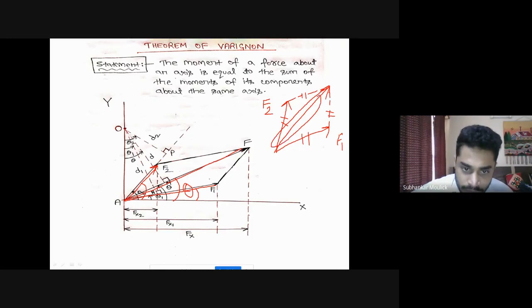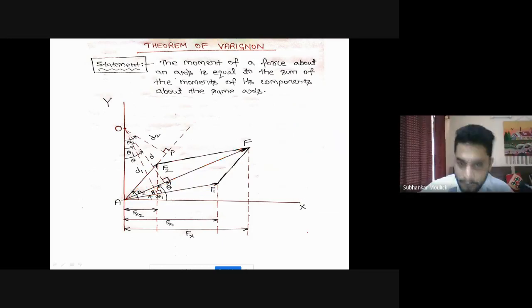This is that force F, and it makes an angle theta with respect to the x-axis. Force F1 makes an angle theta 1 with respect to the x-axis, and force F2 makes an angle theta 2 with respect to the x-axis. Till this much, is the diagram clear?